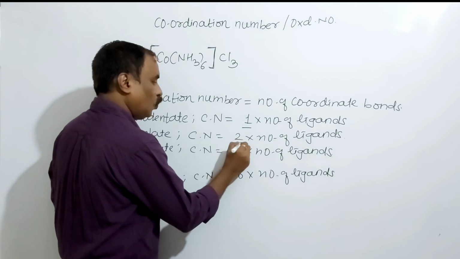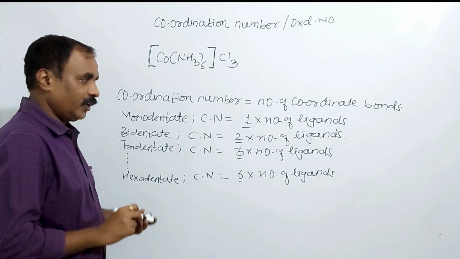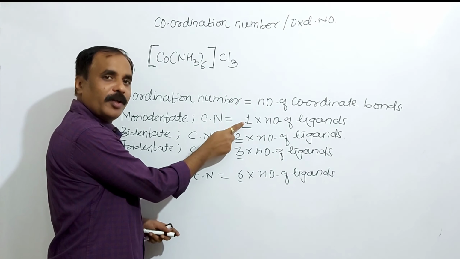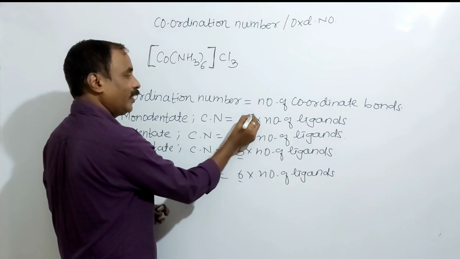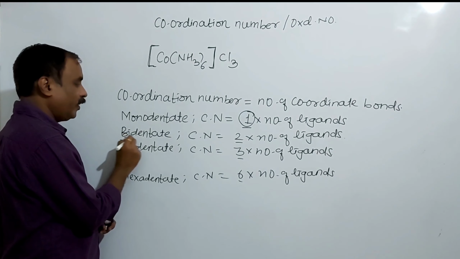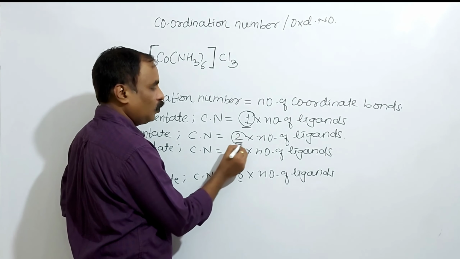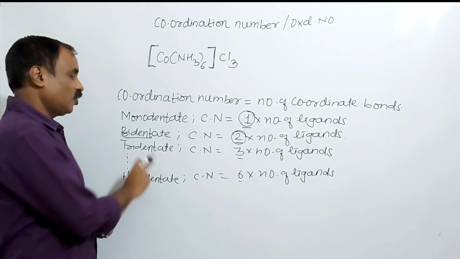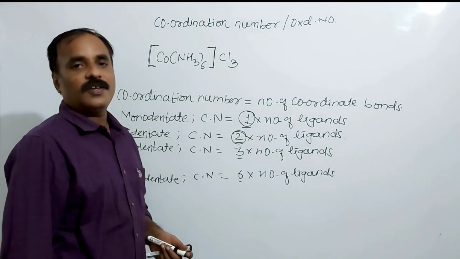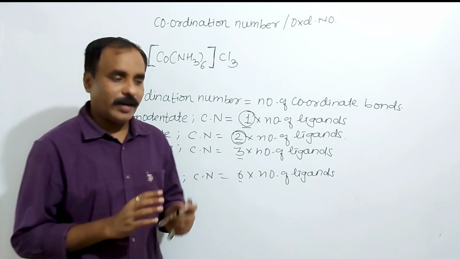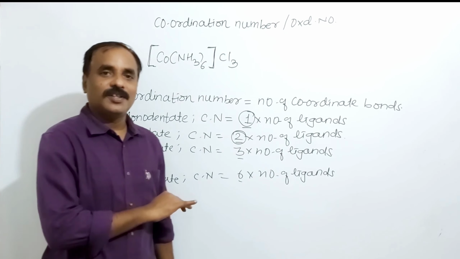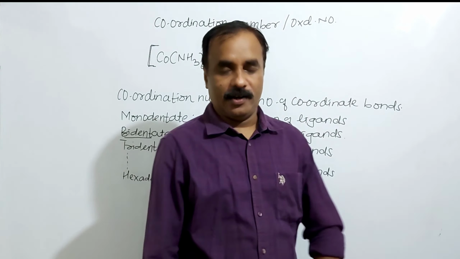So what is this 1, 2, 3, 6? In case of monodentate, only one point of attachment is there, only one electron pair donor atom. So this figure indicates the number of electron pair donor atoms. In case of bidentate there are 2, in tridentate there are 3, and in hexadentate the number of electron pair donor atoms is 6. That is why 6 into number of ligands. So by using this, we can find out the coordination number of a metal.